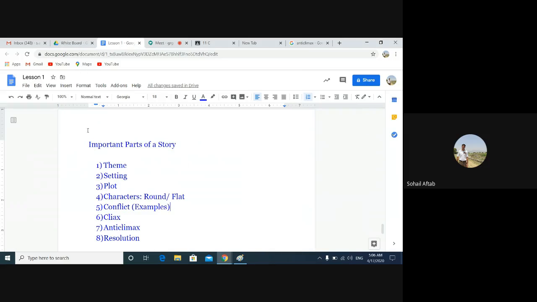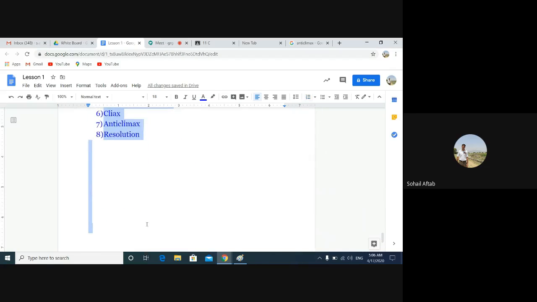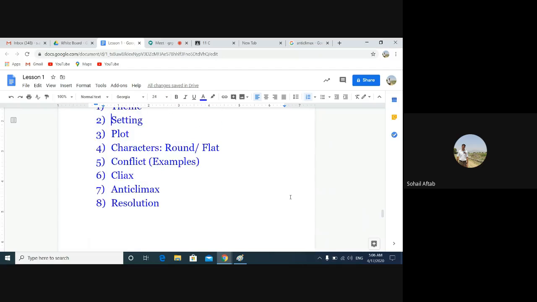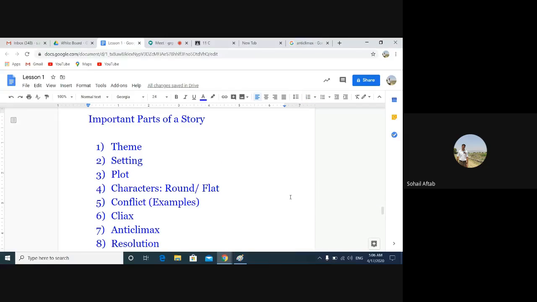Let's go ahead and have a look at those components one by one. Let's just go through this list, and then I'll explain each term written on the screen. And finally, let me make them slightly bigger so they may stand out for you. Okay, this one is fine. Important components of a story.